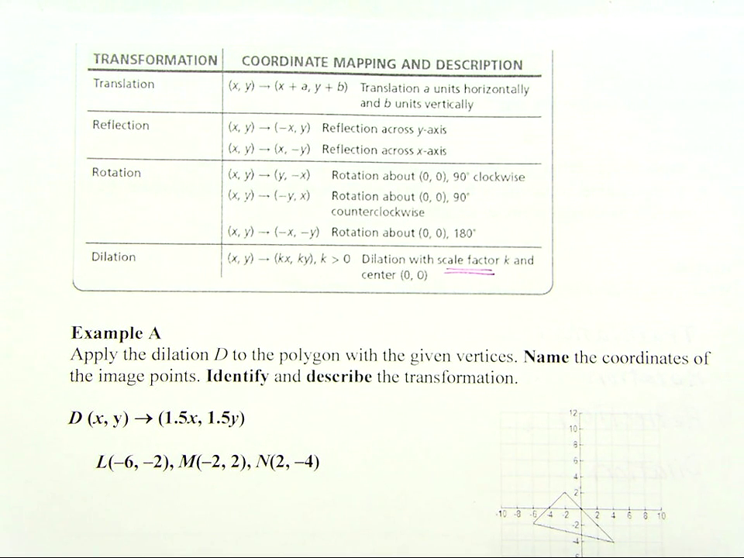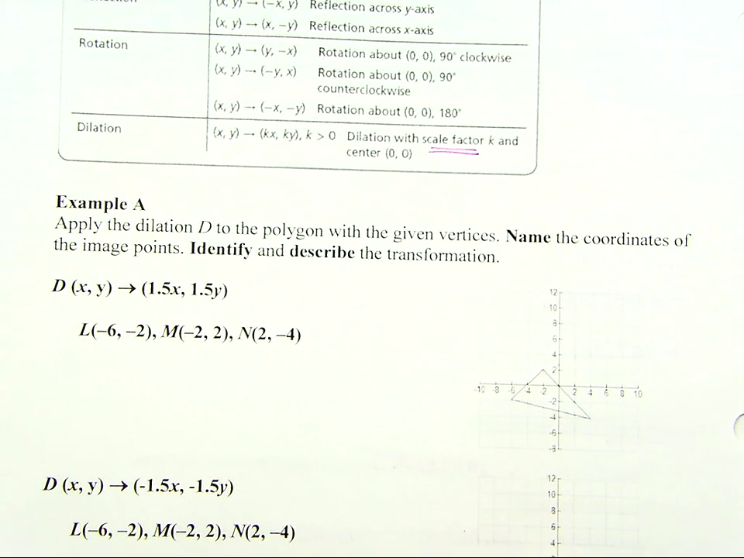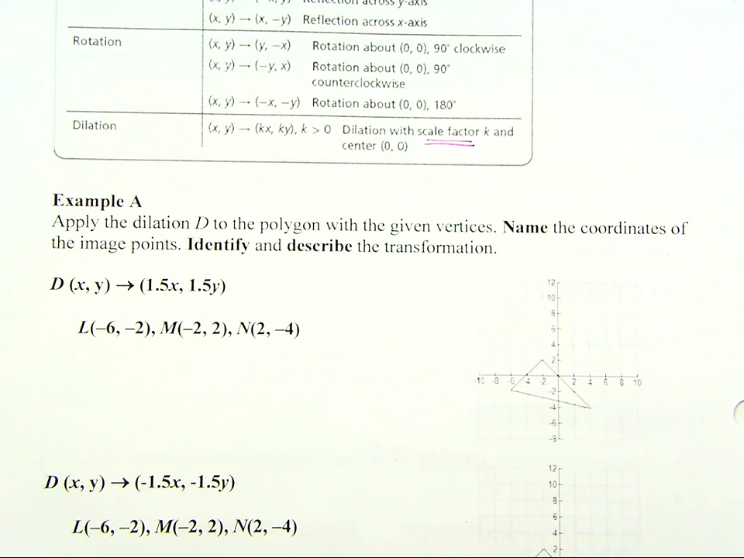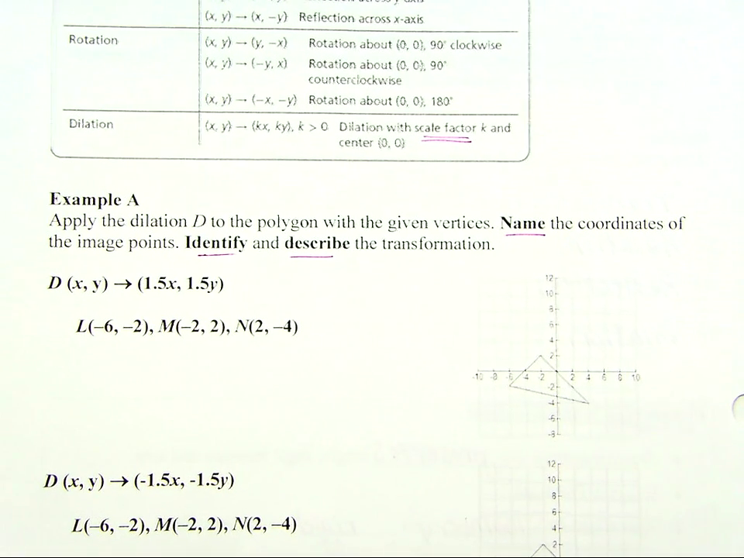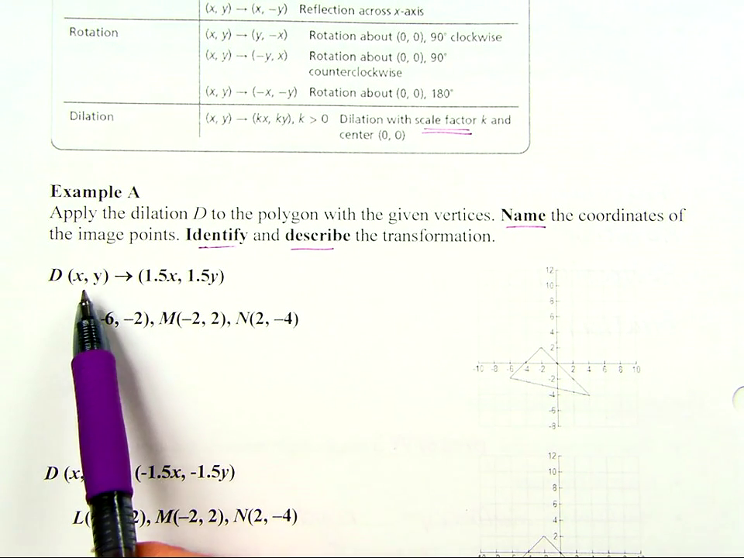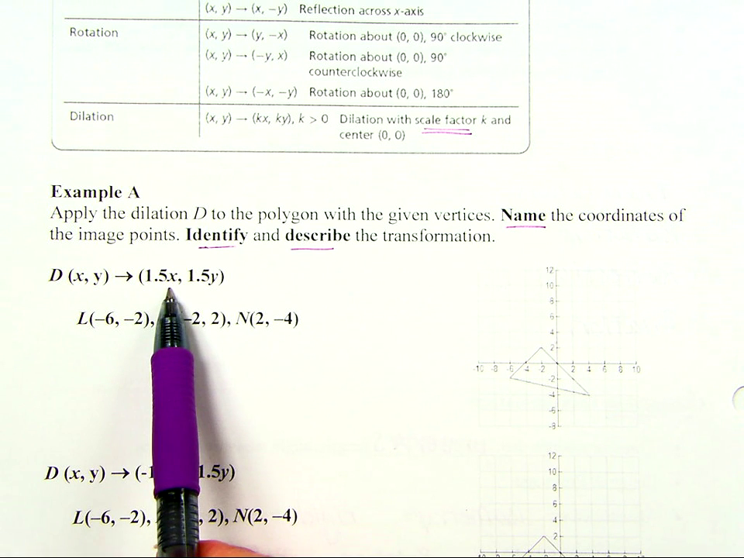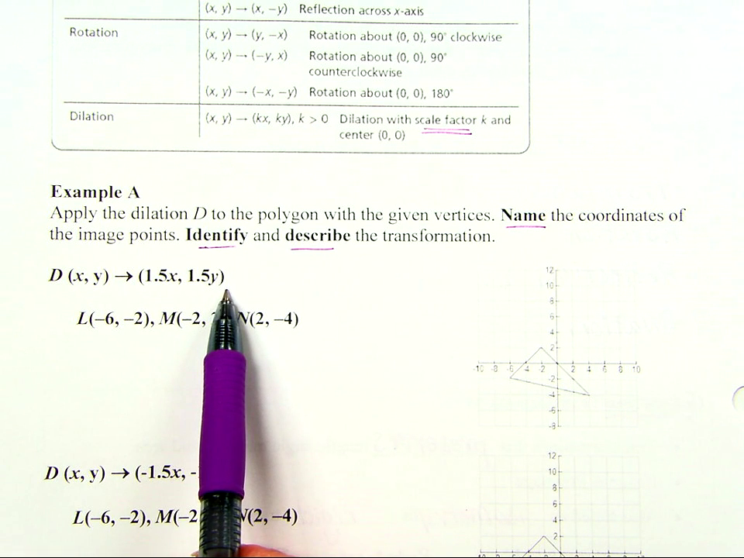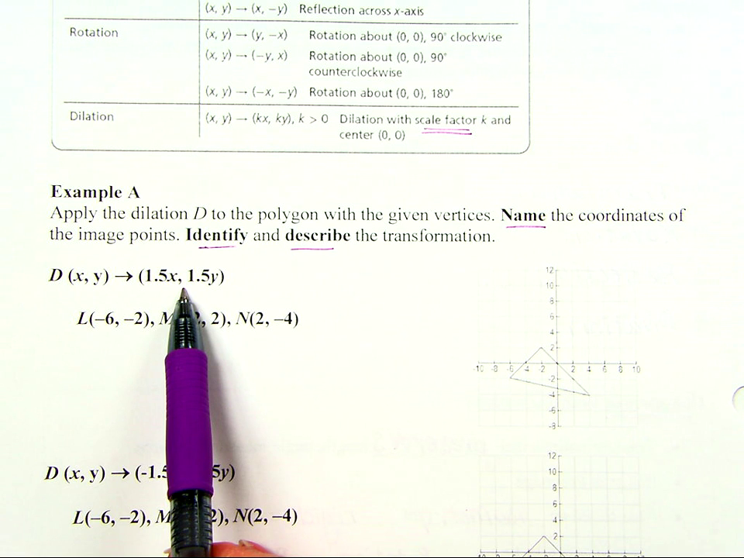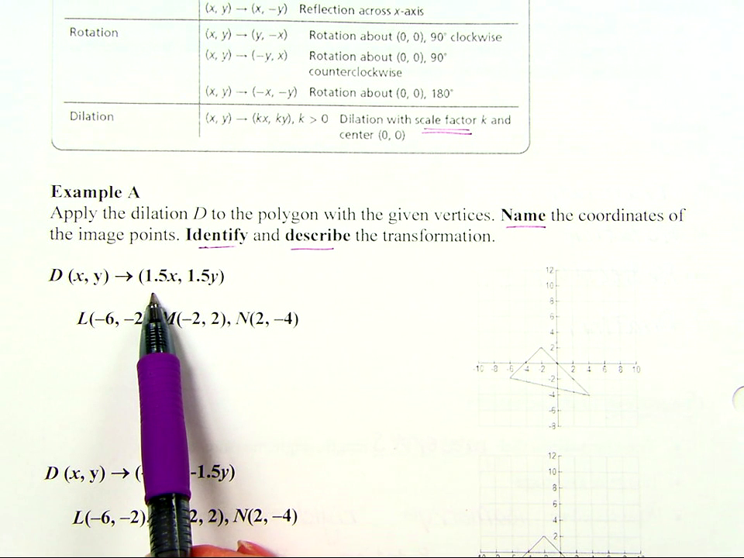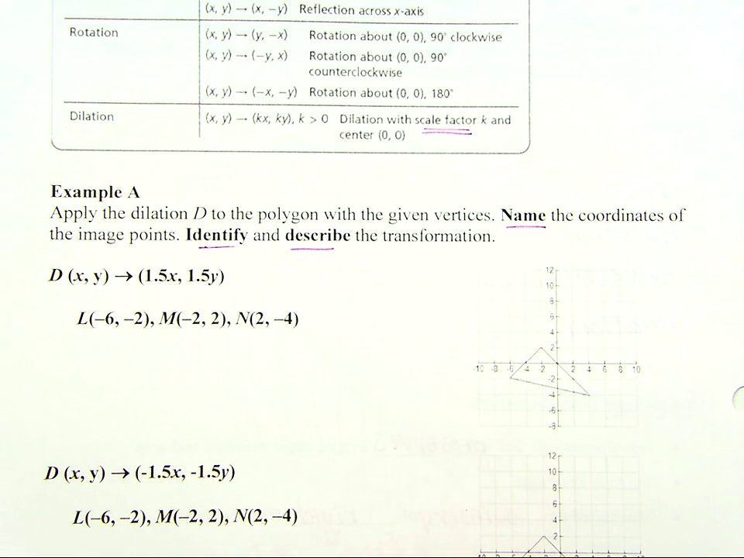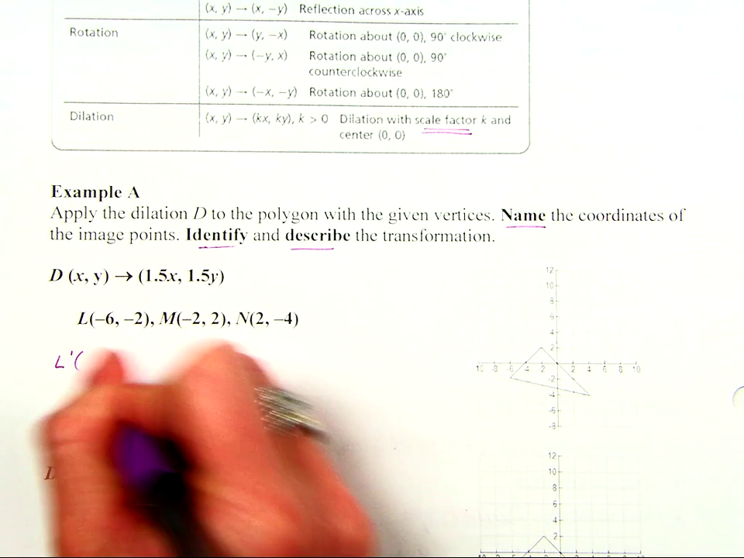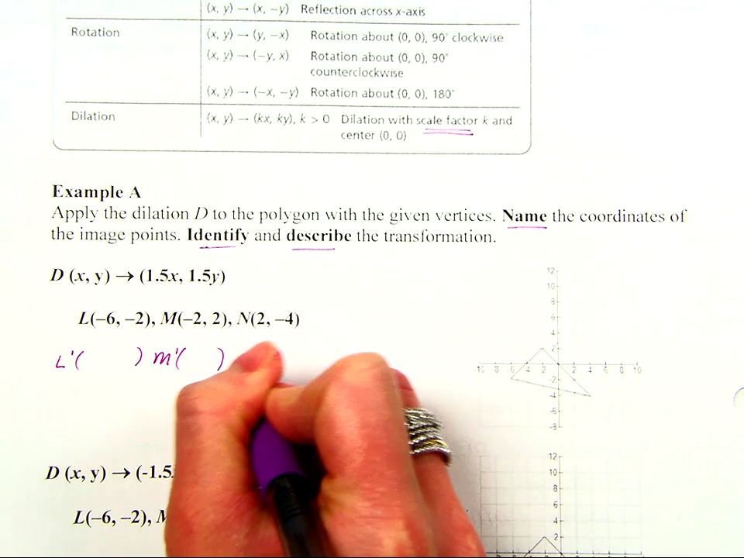Okay. Now today we're going to investigate what happens with different scale factors. So if you look down below at example A, it asks us to apply the dilation D to the polygon, to name the coordinates, identify and describe our transformation. So our transformation rule says to take xy and map it to 1.5x and 1.5y. This means we are going to take our x coordinate and we're going to multiply by 1.5, and then take our y coordinate and also multiply by 1.5. So let's first start by finding our new coordinates. Let's find L prime, M prime, and N prime.